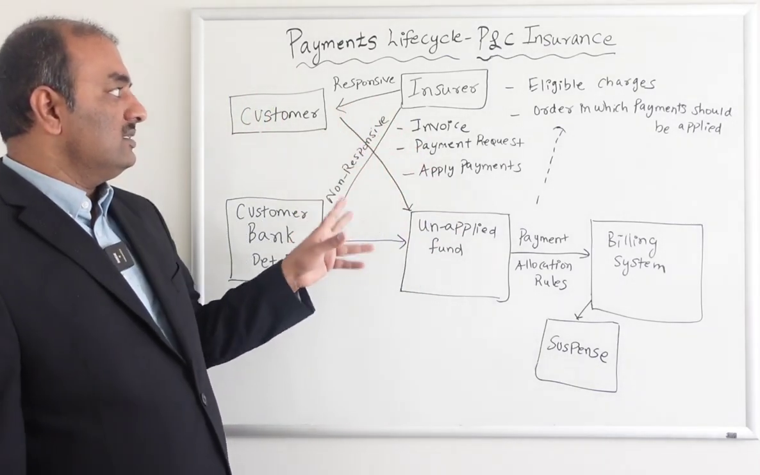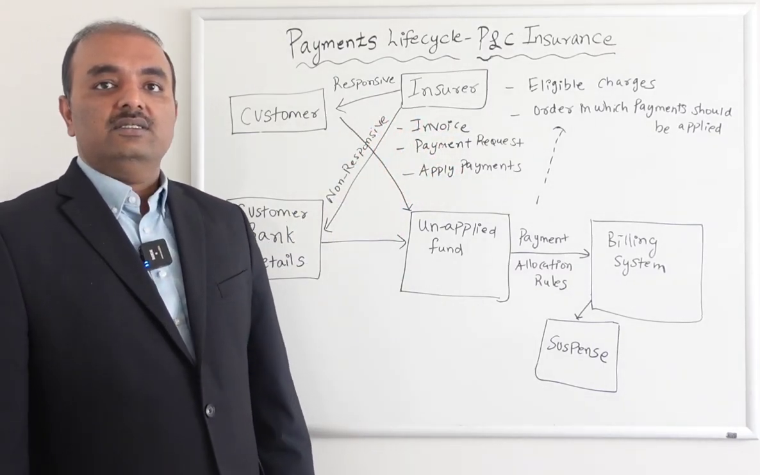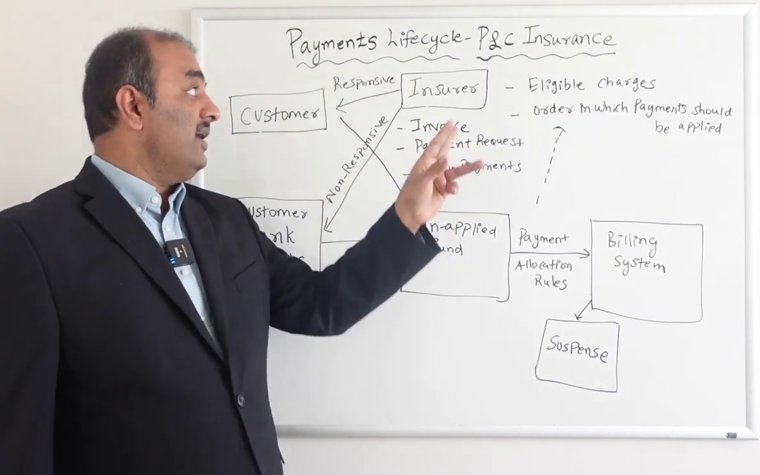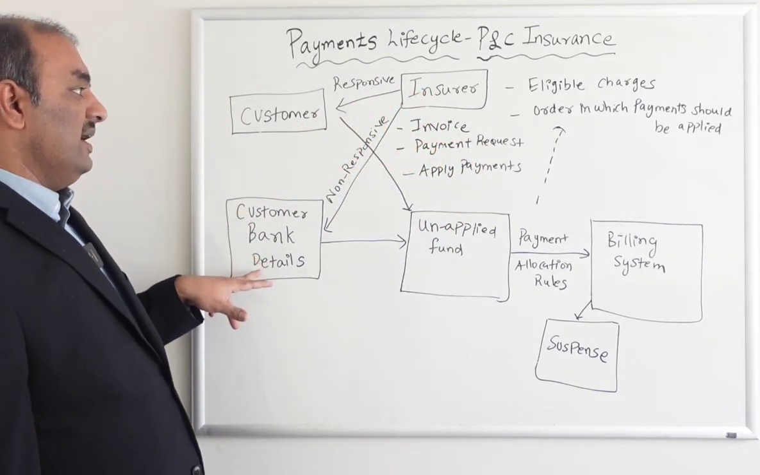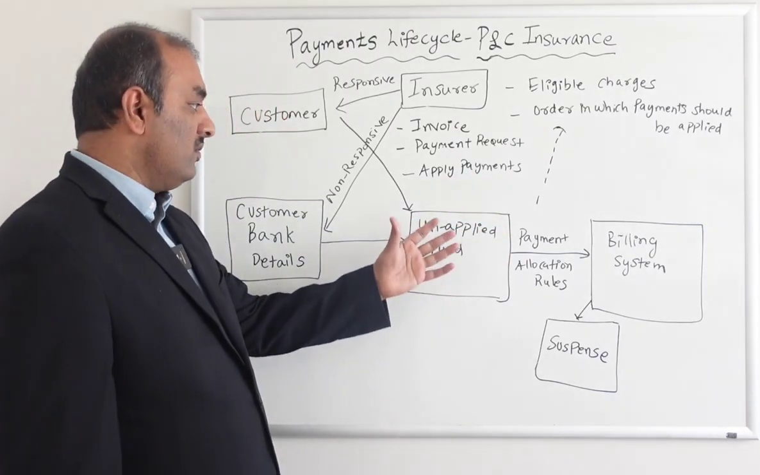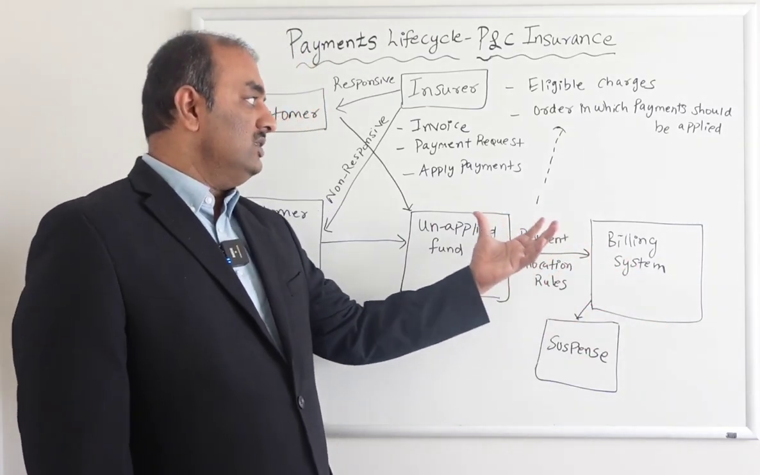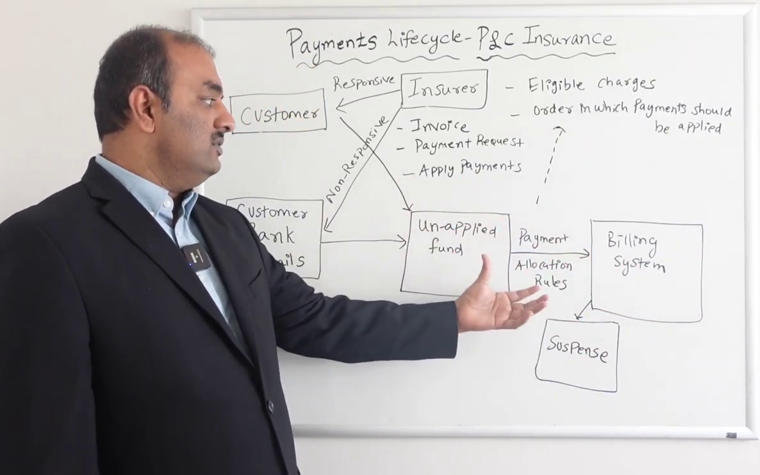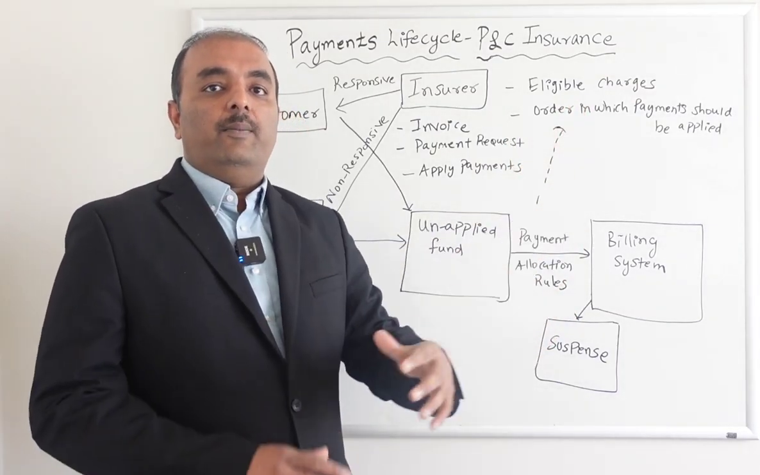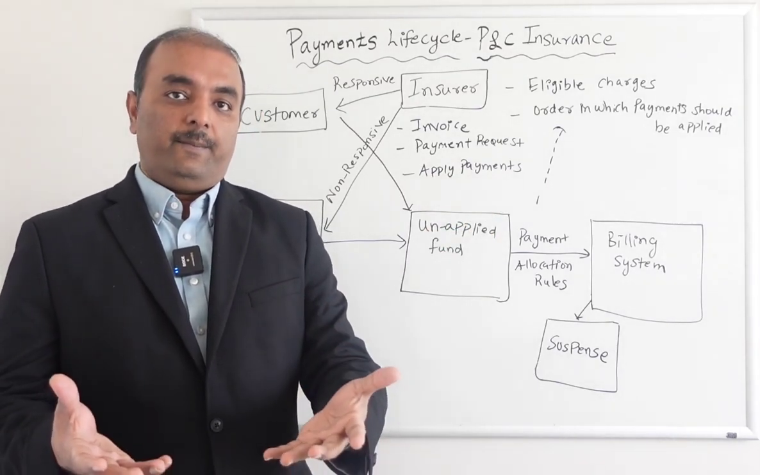In this entire process, we know there are some batches. We have discussed the invoice batch, which bills the invoice, the payment request batch, which sends a payment request to the customer or the customer's bank details, and apply payments, which is nothing but applying the overall payments we got from the customer to the invoices. Once we decide to apply it, we use the payment allocation rules to determine the order of applying the payments, or which payments are eligible to be applied.